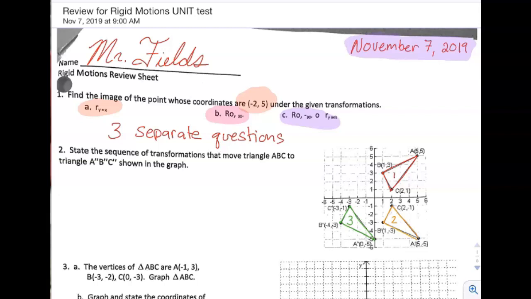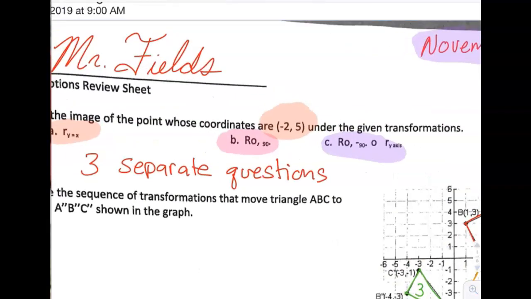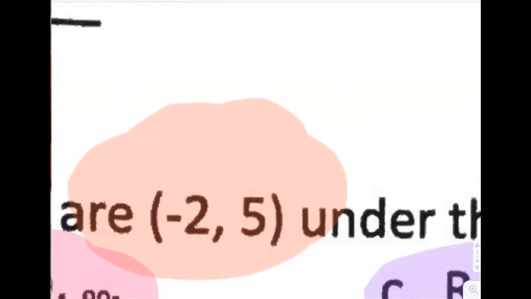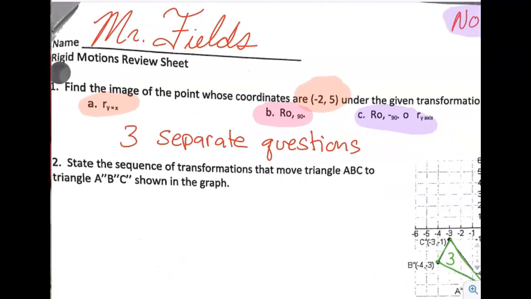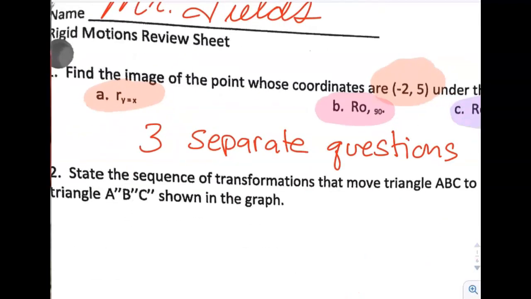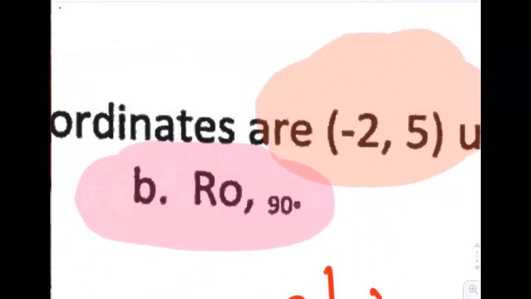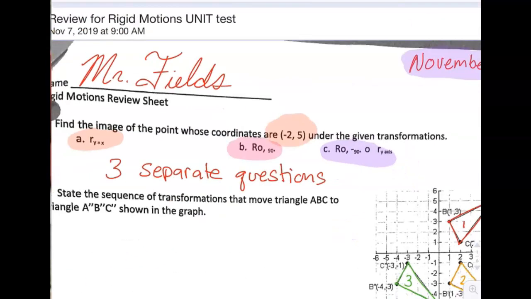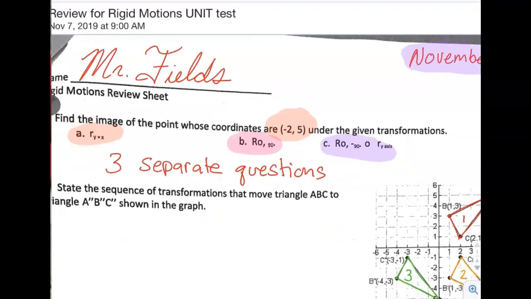So here is the review. Question number 1, I talked about in class, is actually 3 separate questions. It's asking you to take the point -2, 5, and the first question says reflect it over y equals x. The second question says rotate it about the origin 90. And the third question is a two-stepper. So it's 3 completely separate questions.